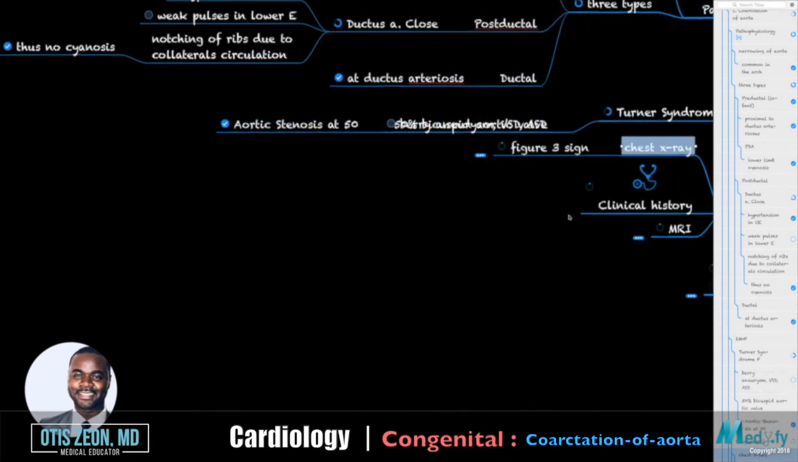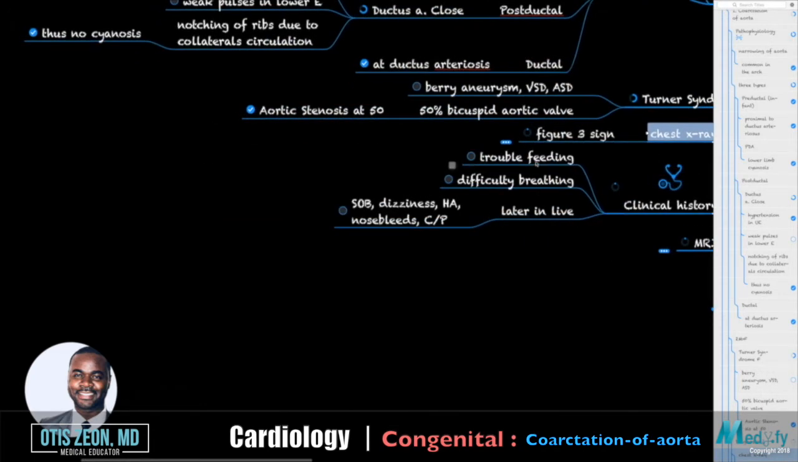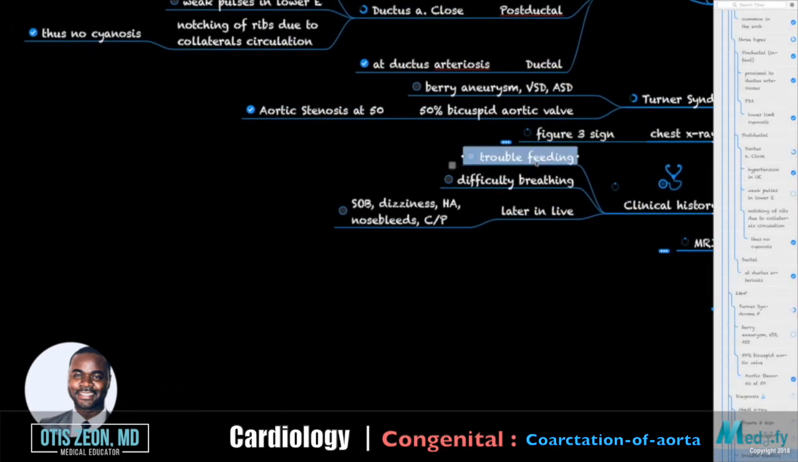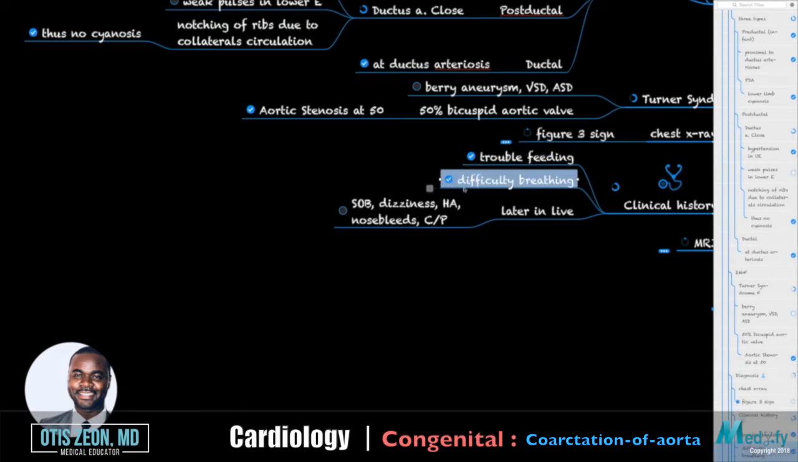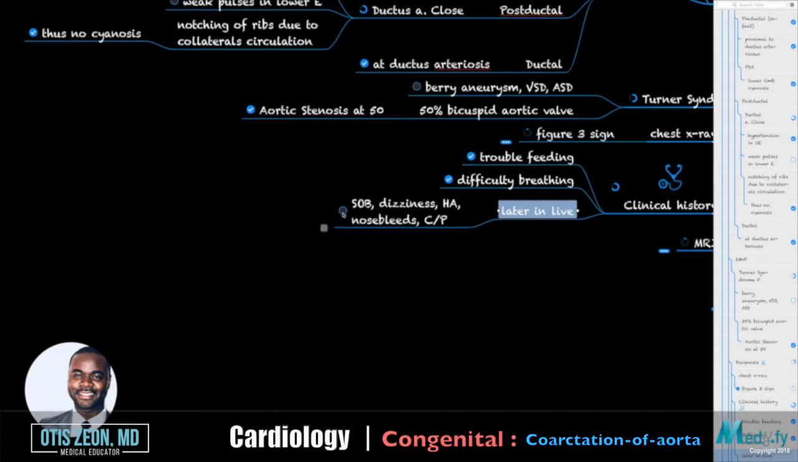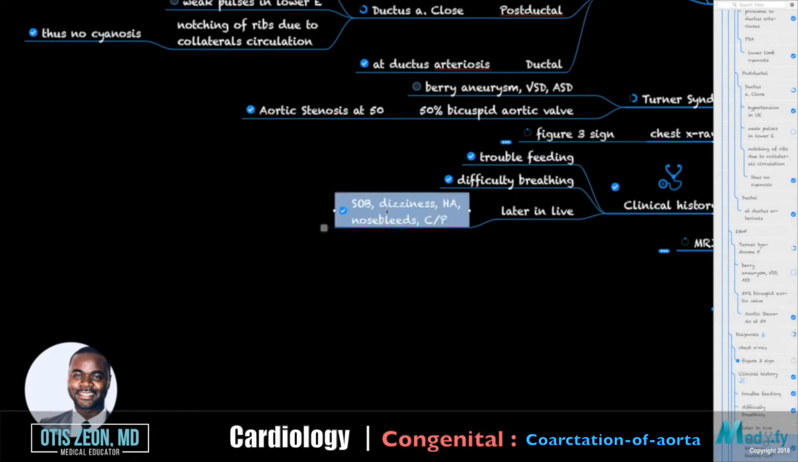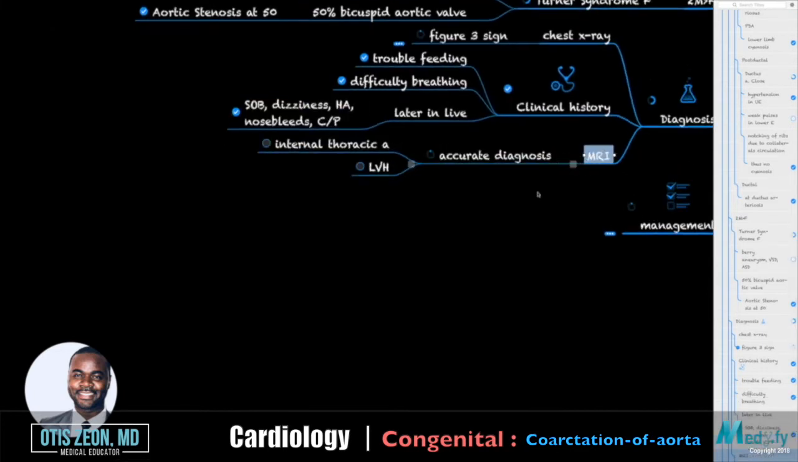The clinical presentation for a person who has this is that the child may have trouble feeding and difficulty breathing, the shortness of breath type things, and later on in life, they may have shortness of breath, dizziness, headache, nosebleed, and chest pain. That's your classic go-to in terms of diagnosing coarctation of the aorta. Headaches, nosebleed, chest pain. MRI can also be used as your diagnostic method.